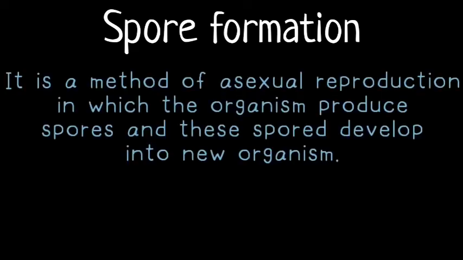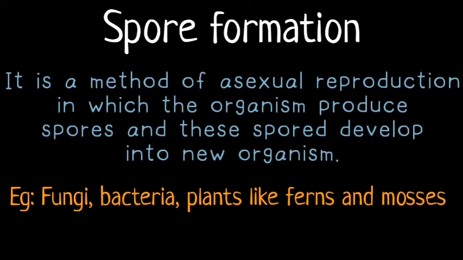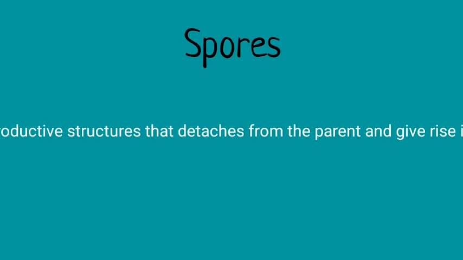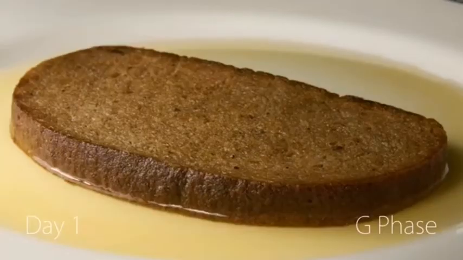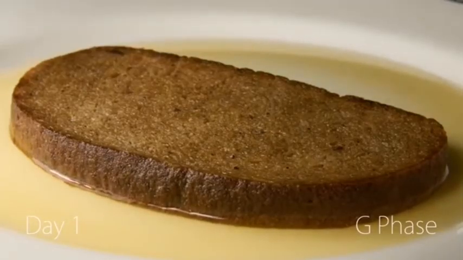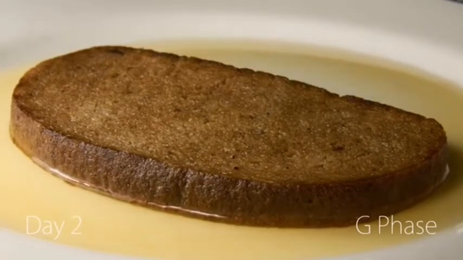Spore formation is another method of asexual reproduction. In this method, the parent plant produces hundreds of microscopic reproductive units called spores. Most of the fungi, bacteria and some non-flowering plants such as ferns and mosses reproduce by this method of spore formation. A spore is a single or several celled reproductive structure that detaches from the parent and gives rise to a new individual. Here we can discuss the reproduction of Rhizopus, or commonly bread mold, by spore formation.